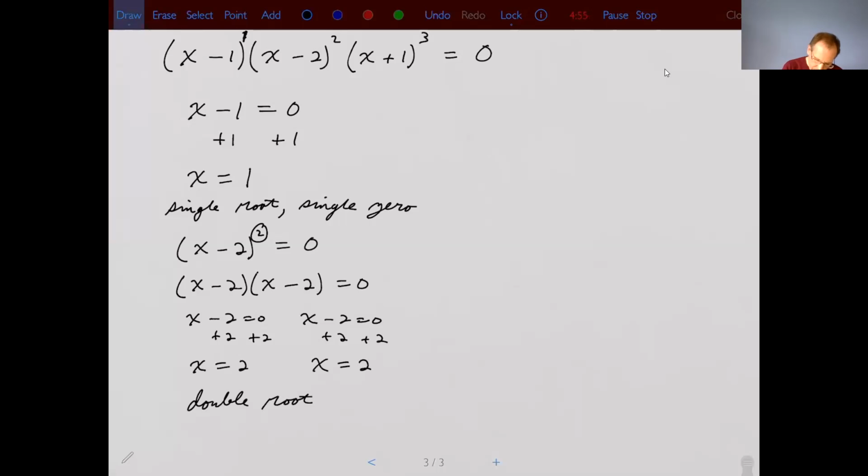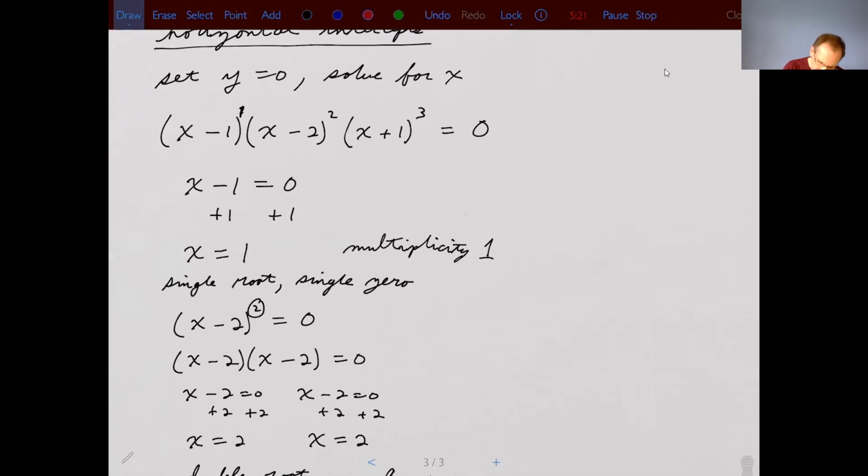Some people will say that in this case, let me go back up here, this has multiplicity 1, and in this case, it has multiplicity 2. And again, it comes from the fact of this square term there, right? Because we had x minus 2 squared. So it's x minus 2 times x minus 2 equals 0, and you're going to get a solution x equals 2, x equals 2. So it's really a double root at that point x equals 2.